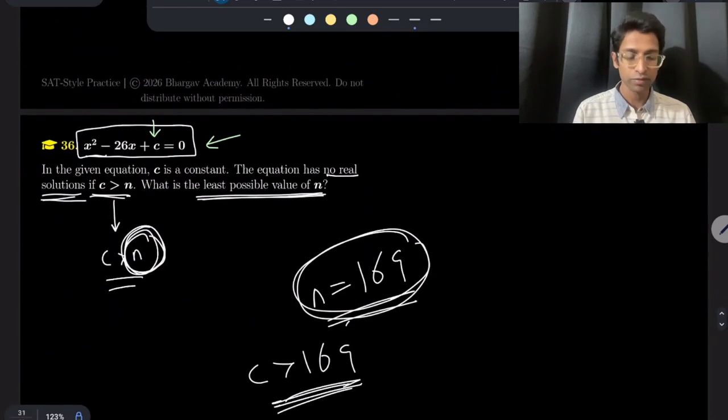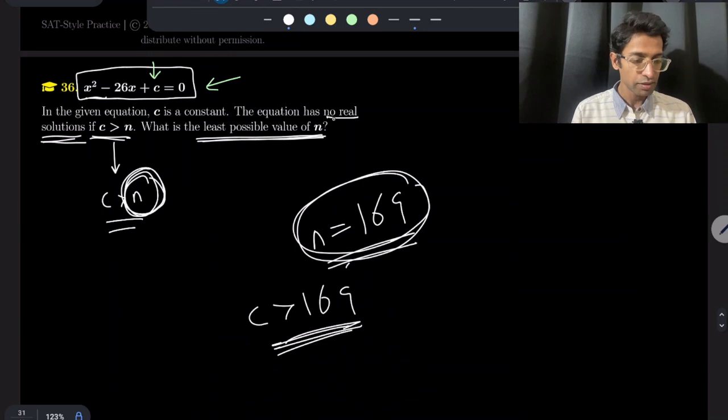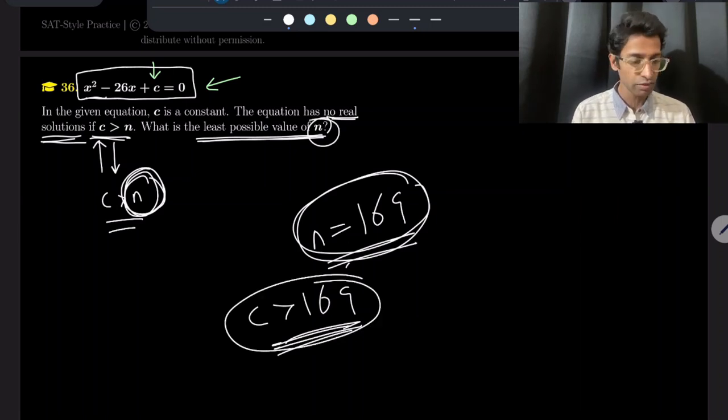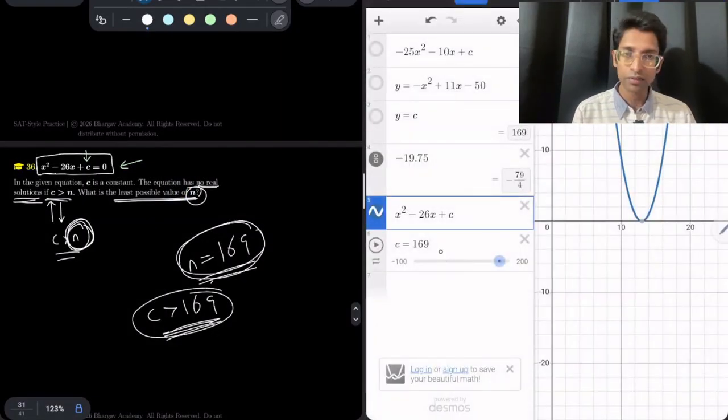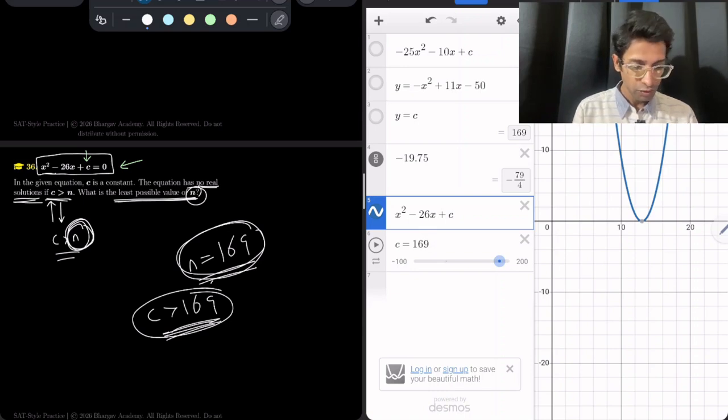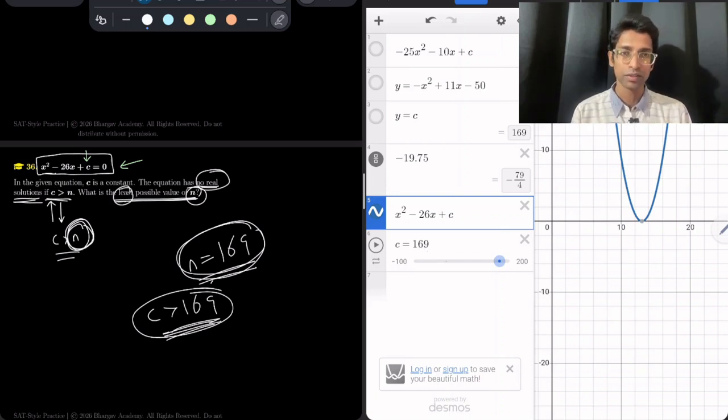And then for the last question of this video, what we have done, yes, this is a little bit tricky one. He has given the condition on C, but he has asked you the value of n. So that's the tricky part here. So C has to be greater than 169 according to the question. C has to be greater than 169 for it to have no real solutions, and n has to be equal to 169 because he has asked you the least possible value of n. So n has to be equal to 169. So I think we are clear so far with these three questions.